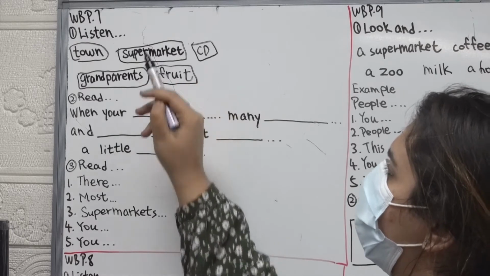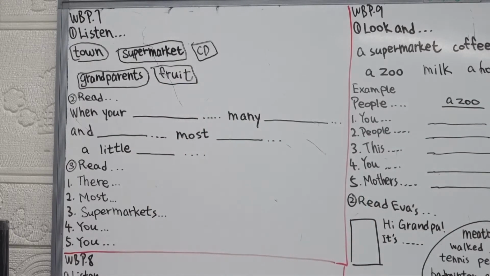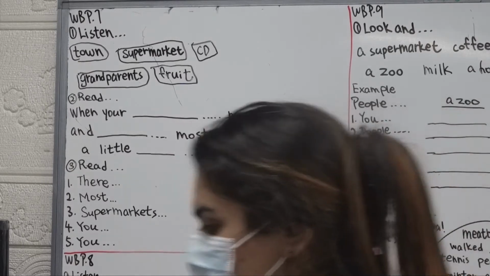Fruit. Alright, listen, point, and say. For this part, I would like you to write numbers as well. So let's listen first.